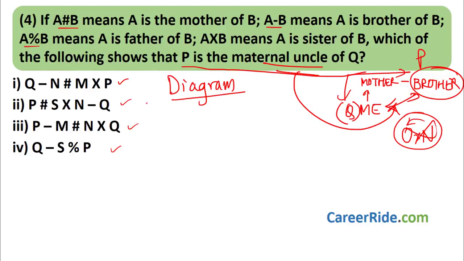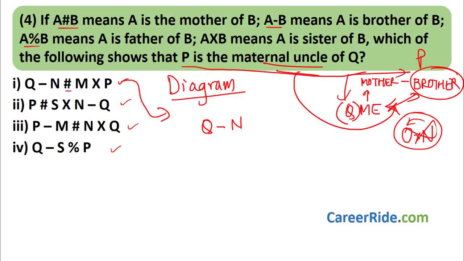Let us start from, say, option number 1. What is it? Q dash N. What does that mean? A dash B means A is brother of B. So Q and N are brothers. N hash M.